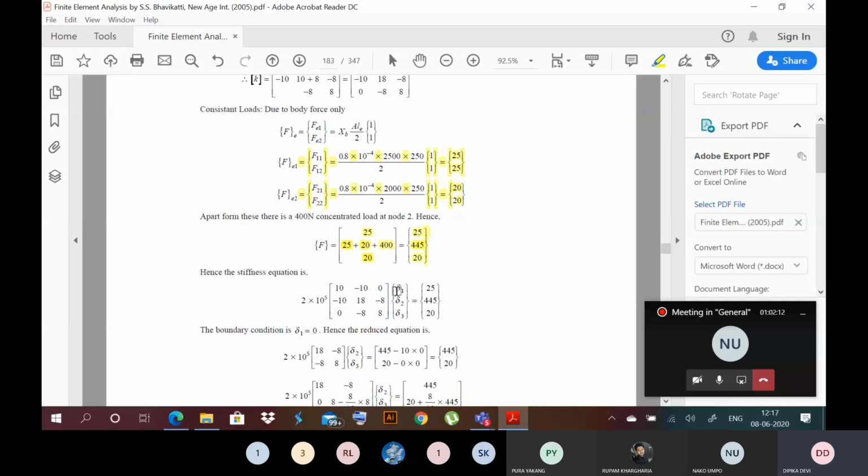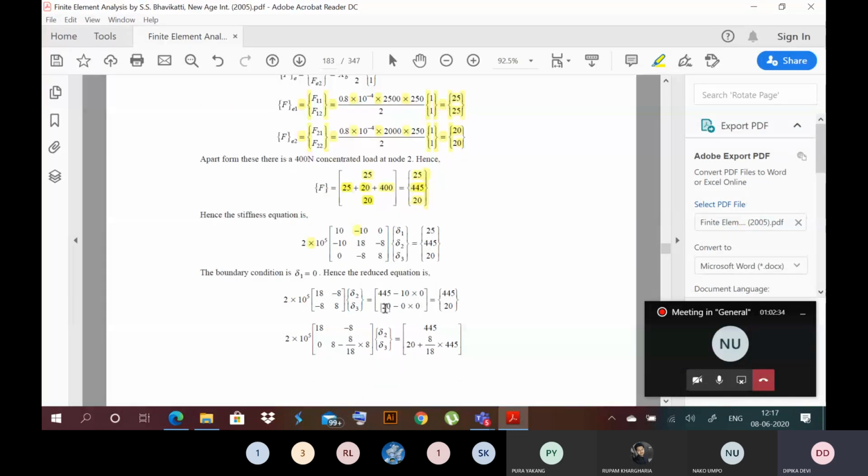The displacement at node 1 is 0 because at node 1 it is fixed. So if we use the method of elimination, the first row and first column will be removed because we know the value of U1 or delta 1. So the row and column corresponding to delta 1 must be removed. After the application of the boundary condition, this is your global stiffness equation.